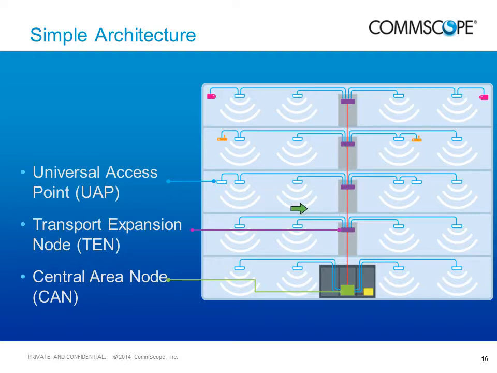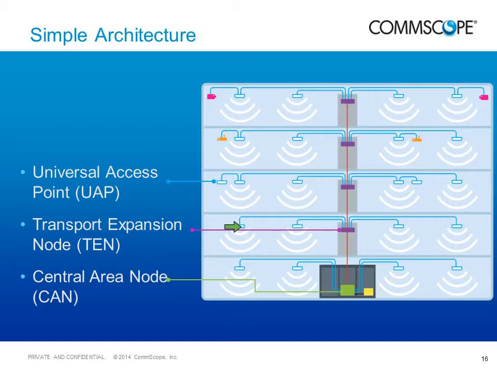And here we see a couple of examples. Here we have 2 UAPs cascaded using one Cat6a cable. That is possible. We can also add IP devices such as a Wi-Fi access point or IP camera to the auxiliary port of the UAP. So we have a CAN, TEN, and the UAPs, and the connection between CAN and TEN is fiber optic cable.